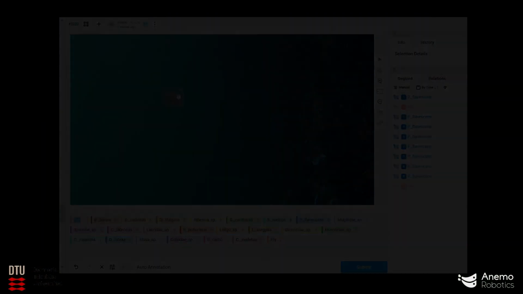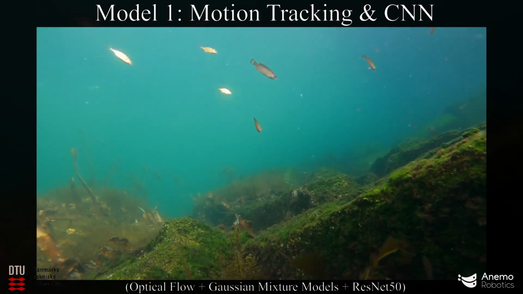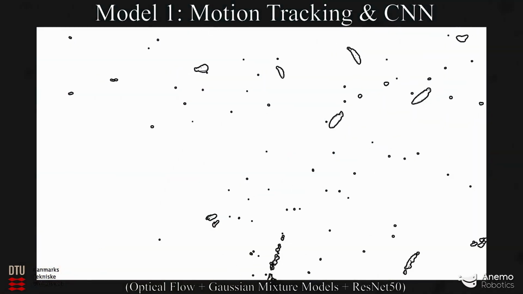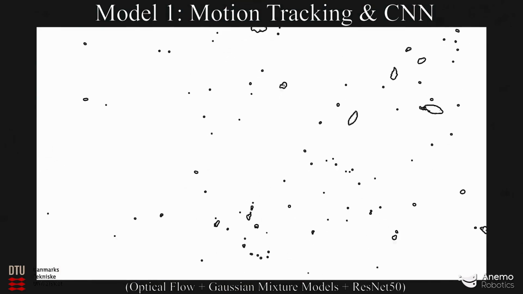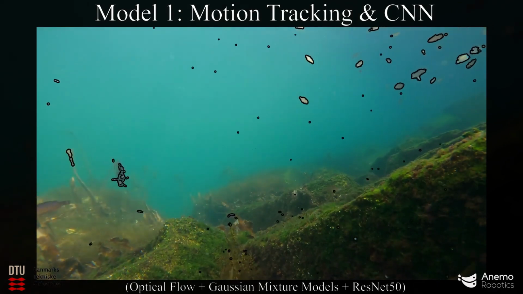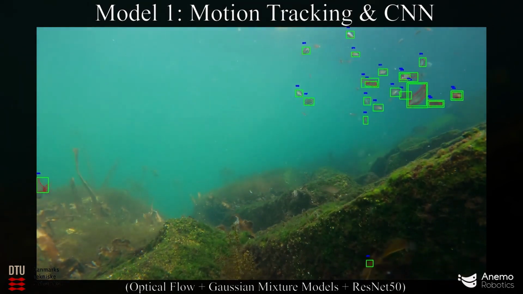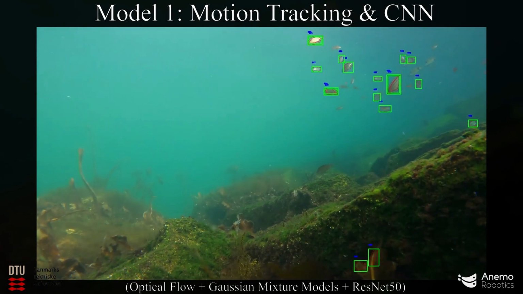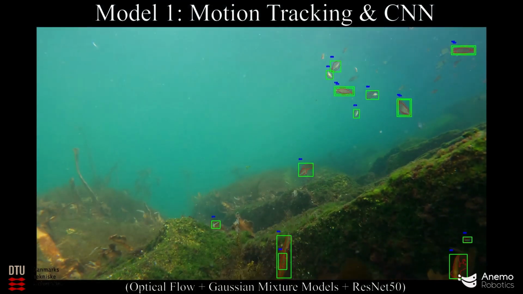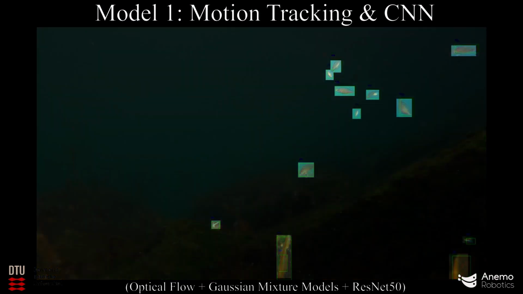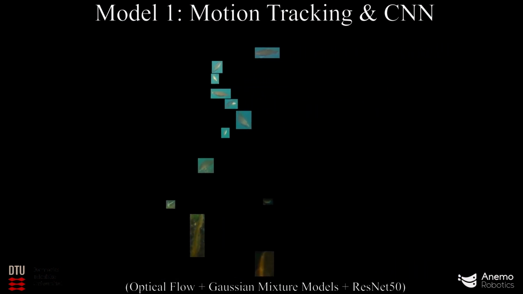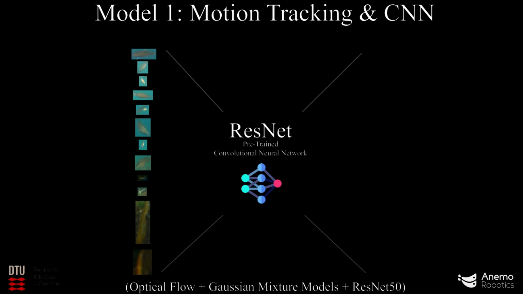And the first model that I'm proposing is a movement detection-based model combined with a convolutional neural network. So I use Gaussian mixture models as well as optical flow to detect movement in footage. And I use this to automatically draw bounding boxes around potential fish candidates. These boxes are then fed into a convolutional neural network. And in my case, I use something called ResNet 50, which is then trained to identify if these boxes contain a fish species or if it's simply just the environment.